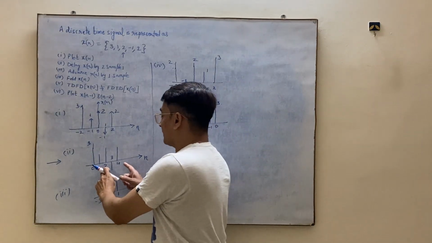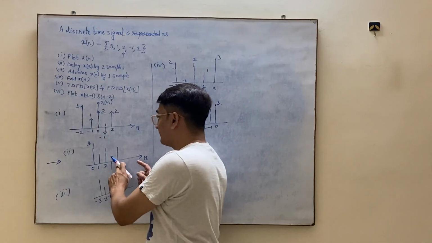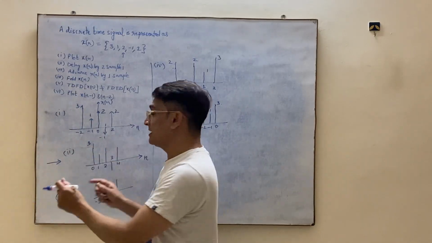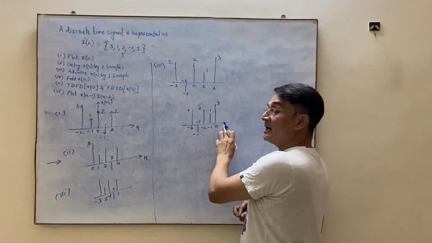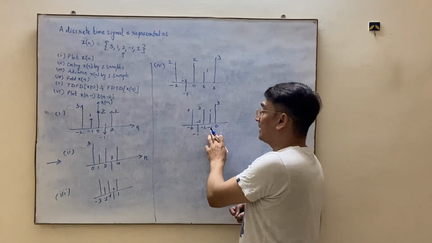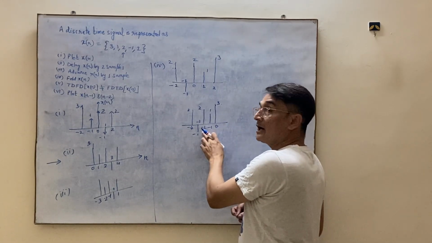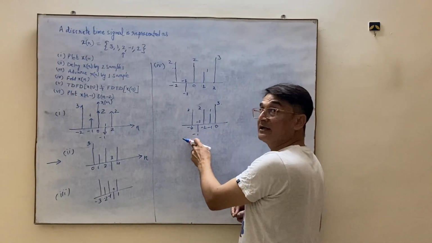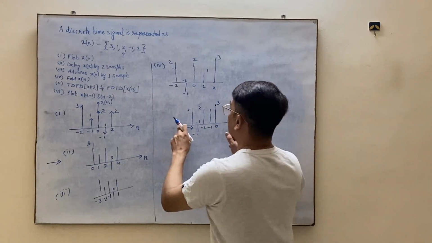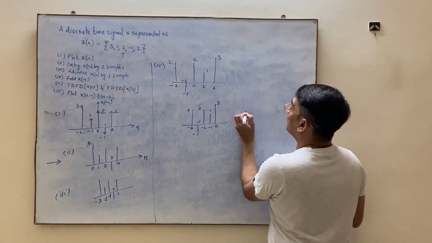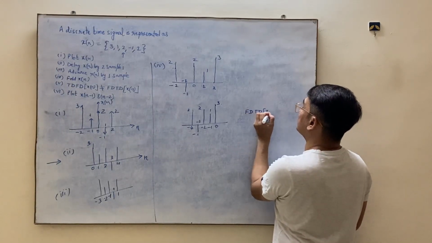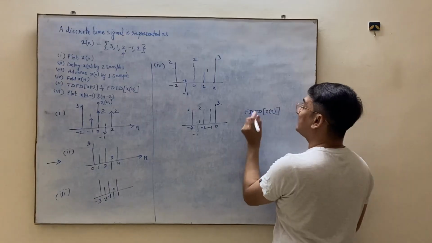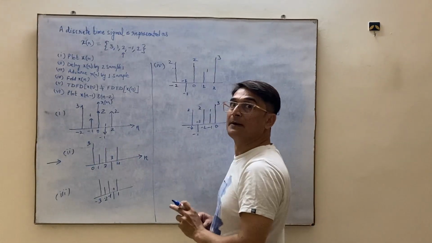All the samples existing at 1, 2, 3, 4, now you are folding it, so they will move to the negative side. That means the sample at 1 will be now at minus 1. Sample at 2 will be now at minus 2. 3, minus 3. 4, minus 4. So this is FD, TD of x[n], where we have delayed the sample by 2 samples.